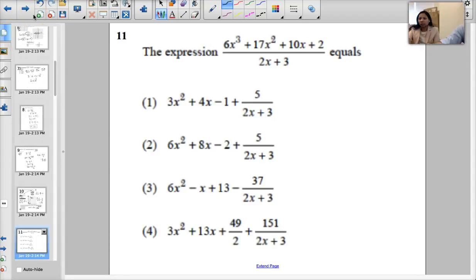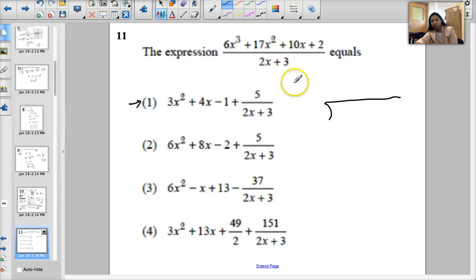Number 11. Okay, here's a doozy. There's a general rule that you can make, but I'm looking at it and I'm seeing remainders of 5, 37, and 151. So it looks like one of the answers is going to be between 1 and 2. And I'm looking at 6x to the third divided by 2x, and it looks like it's going to be 3x squared. So it looks like the answer choice is going to be 1, but I'm going to go ahead and verify that that's true. So I'm going to just divide this out.